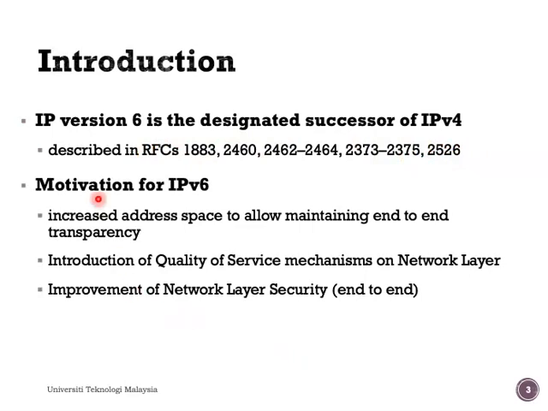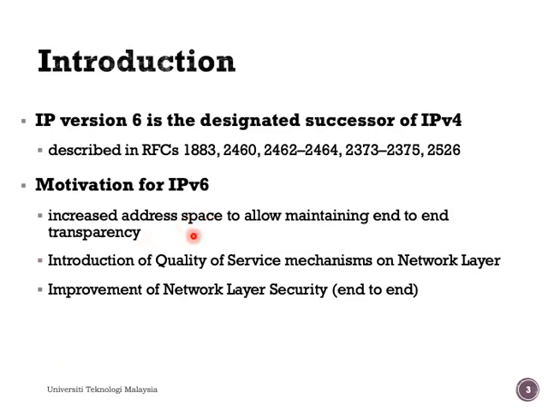So the initial motivation is actually the lack of space in the IPv4 32-bit address. Remember that IPv4 has 32 bits of address, so they thought that this space was soon going to be completely allocated. One of the motivations for IPv6 is to increase the address space in order to maintain end-to-end transparency, that is, to provide a larger IP address space for many more users of the internet.